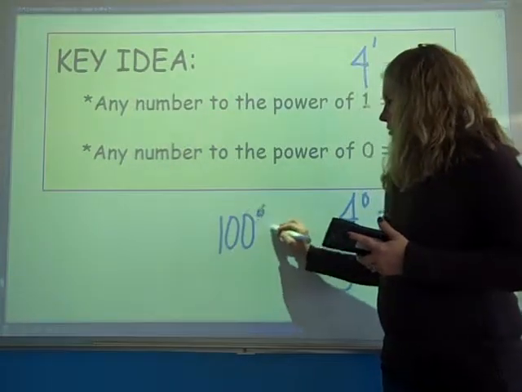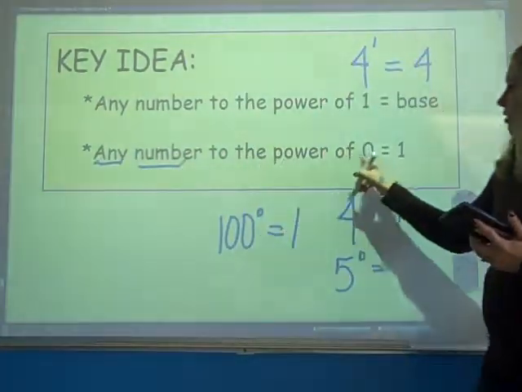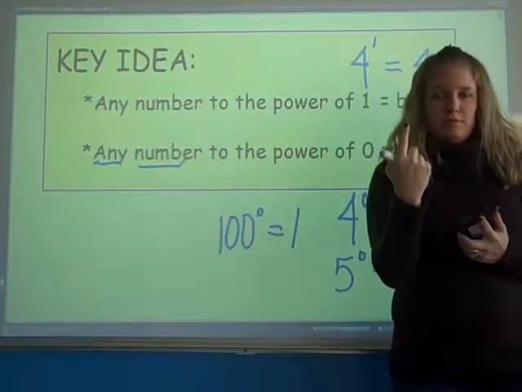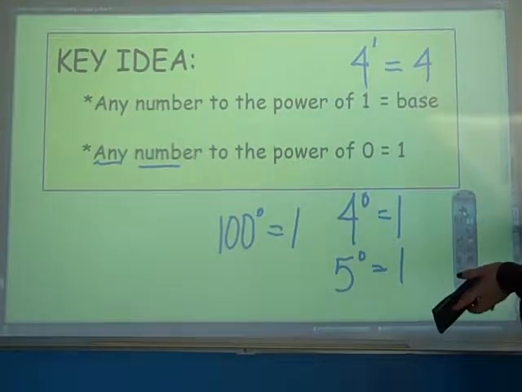100 to the power of 0 equals 1. Any number to the power of 0 will give you 1. It does not give you 0. Put a big star by that.